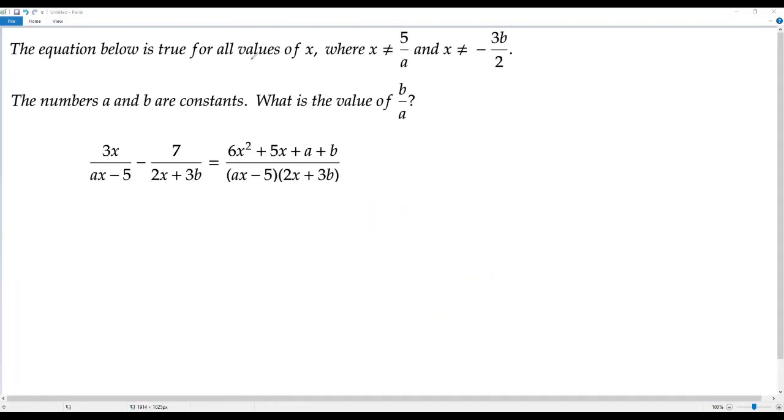The equation below is true for all values of x, where x is not equal to 5 over a and x is not equal to negative 3b over 2. The numbers a and b are constants. What is the value of b over a?